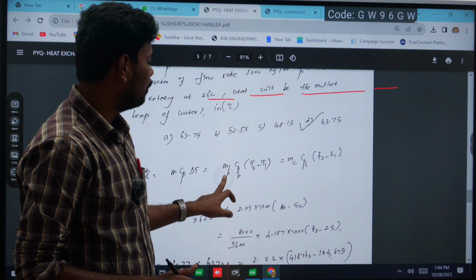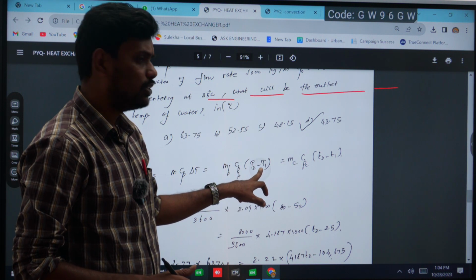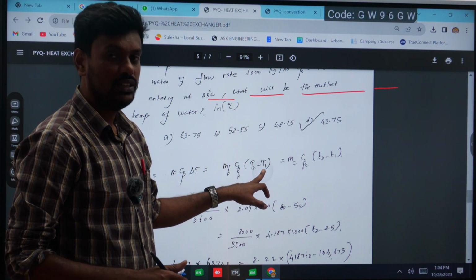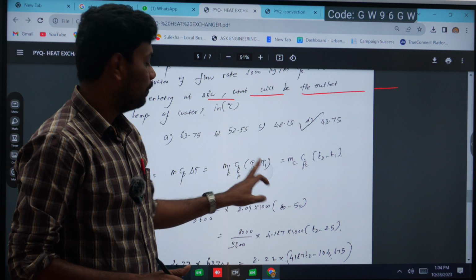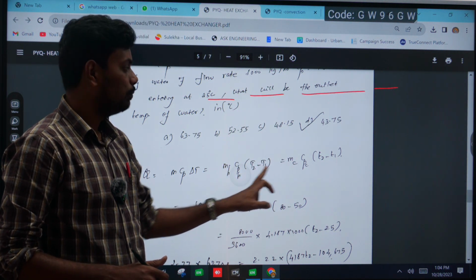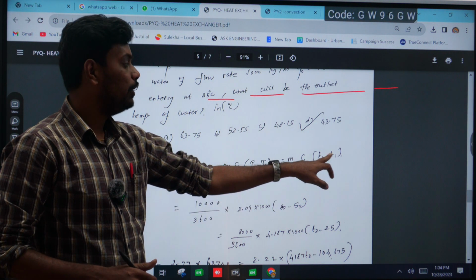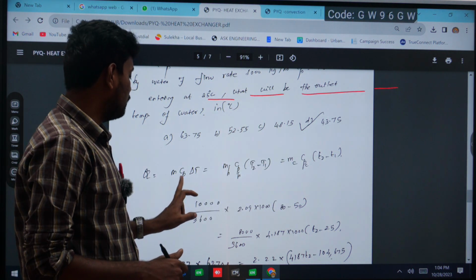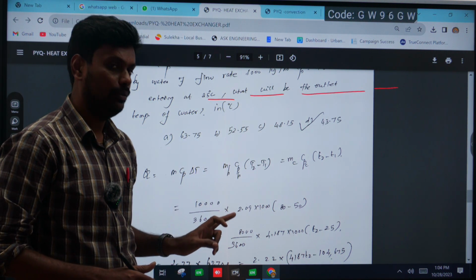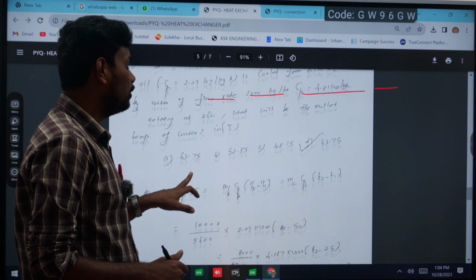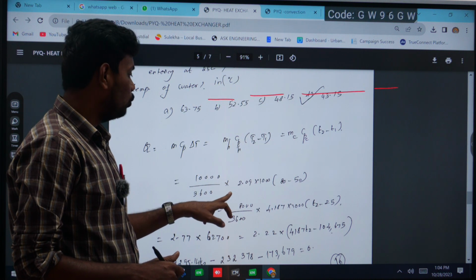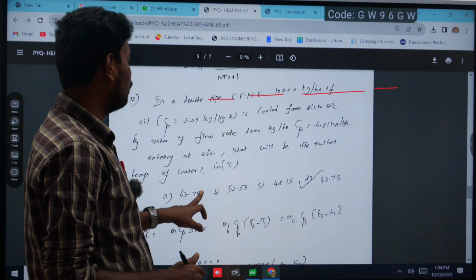So heat lost by the hot fluid is mH Cph (T2 minus T1), where T2 is the exit temperature of the hot fluid, T1 is the entry temperature of the hot fluid, mH is the mass flow rate of the hot fluid, and Cph is the specific heat of the hot fluid. Similarly, mC Cpc (T2 minus T1) for the cold fluid. Here, mass flow you always have to take in the unit of kilogram per second. But it is given as 10,000 kilogram per hour, so you just divide by 3600.